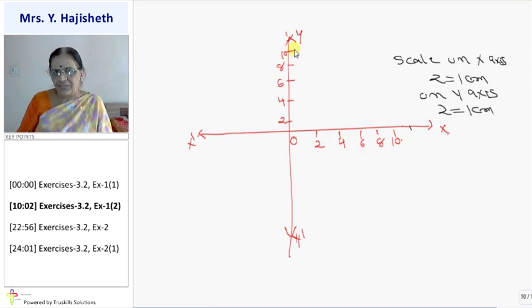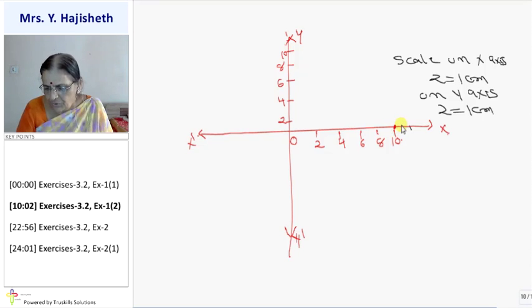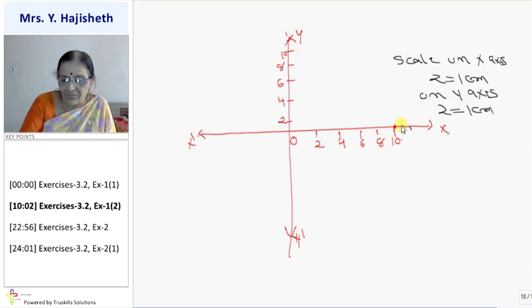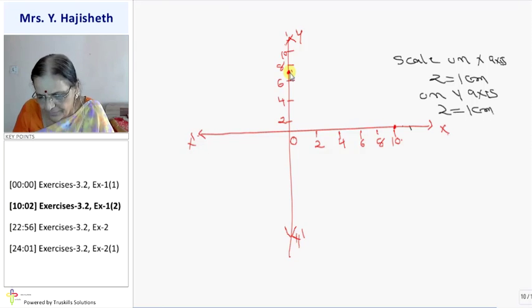In order to draw the first graph, I should take the point 10, 0, and another is 0, 50 by 7, which is 7 integer 1 by 7. So it is 7 and a little bit more than 7. So the point will be somewhere here, okay? So let me join these 2 points.